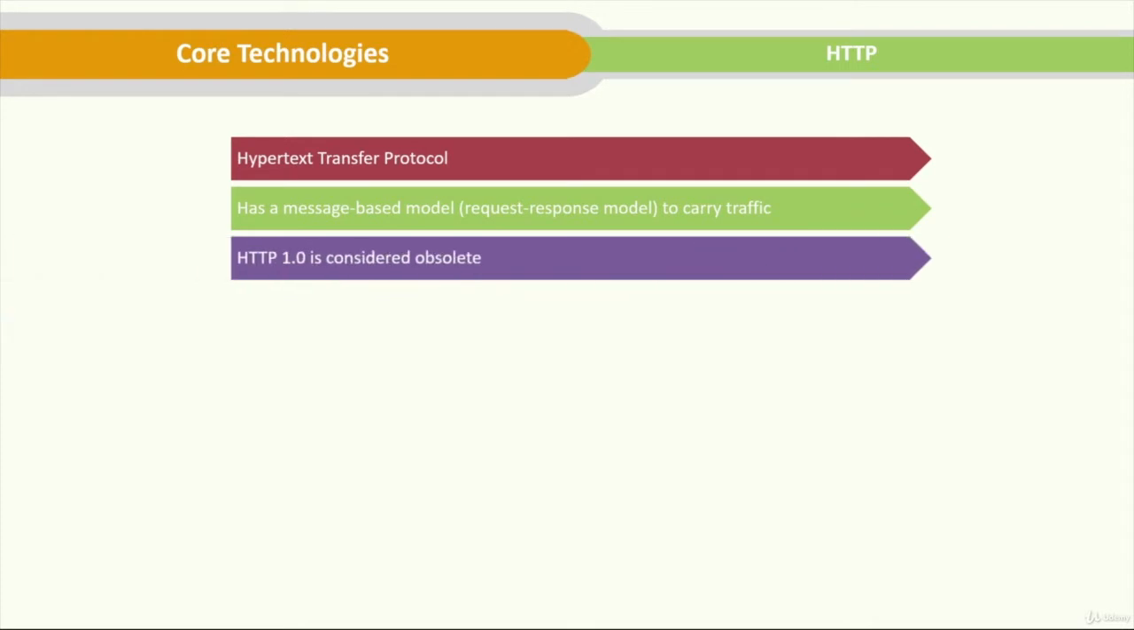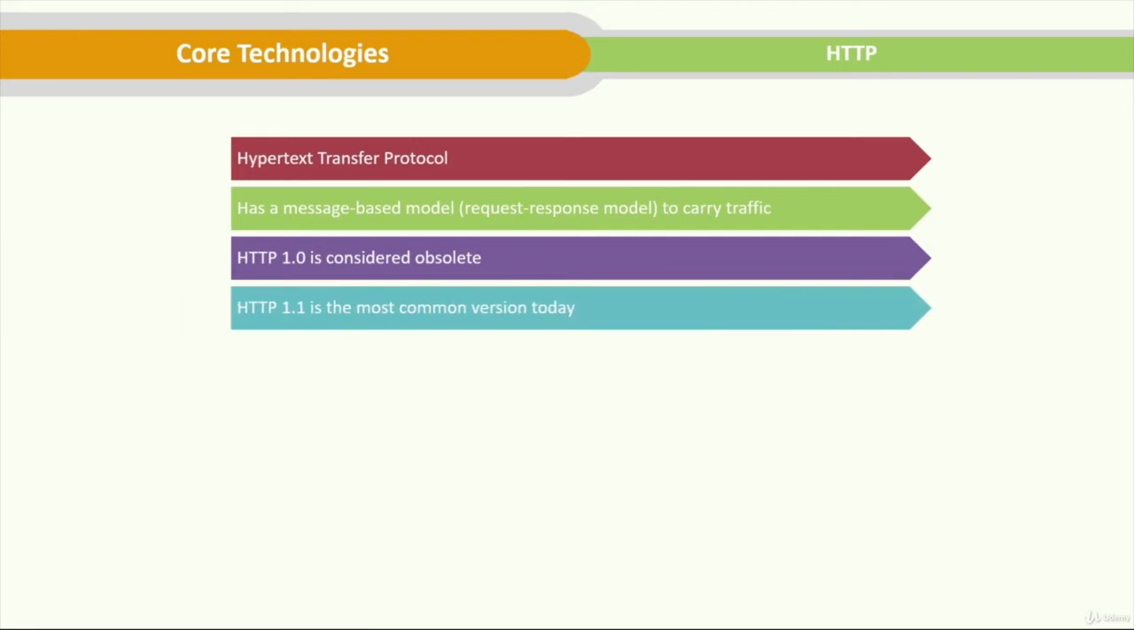HTTP 1.0 was the first release, which is considered obsolete today, but it's still possible to see if you're testing an application on an intranet, so bear that in mind. HTTP 1.1 has replaced the older version, and it's the most common version that's used today. Persistent connections, the OPTIONS method, and improvements in caching mechanisms are just a few of the better features of 1.1.